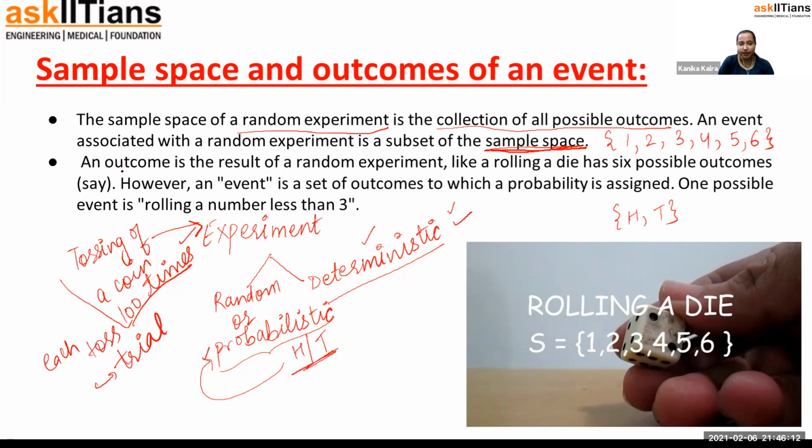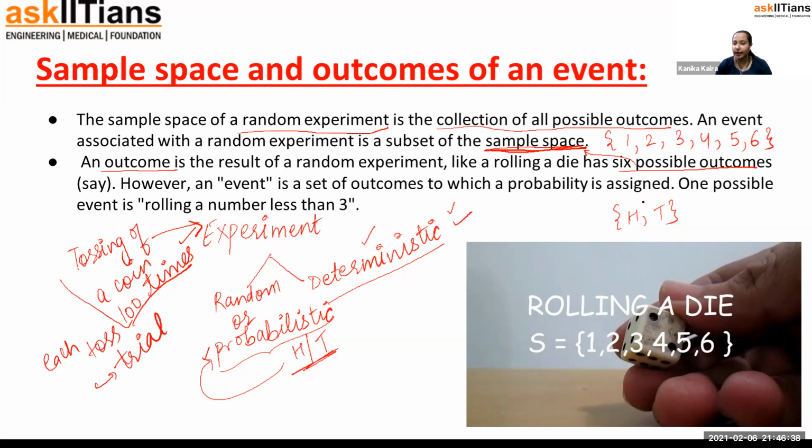So next, let's talk about the term outcome. An outcome is the result of a random experiment, like rolling a die has 6 possible outcomes. So what are the 6 possible outcomes? It is basically the sample space only. And an event is a set of outcomes to which a probability is assigned. One possible event is rolling a number less than 3.